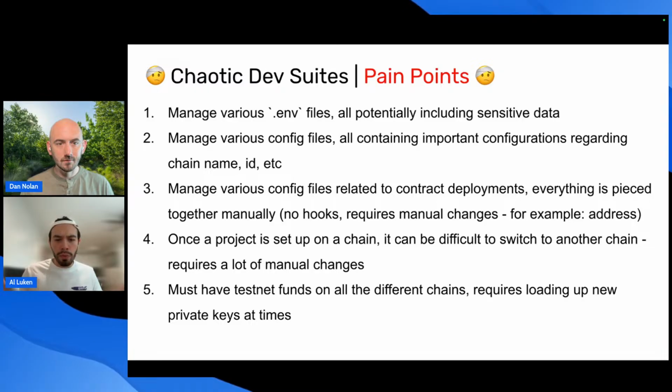So number 4, separate to all those pain points that I just mentioned, I've gone through them. They're actually really annoying, and you get lost, and you are so confident, you finally hit deploy, and the deploy says some error that is not specific to, hey, you messed up an address somewhere, right? It says some error like, oh, couldn't deploy, and you go into kind of the rabbit hole of figuring that out. Number 4, once a project is set up on a chain, it can be difficult to switch to another chain. This requires, again, more manual changes.